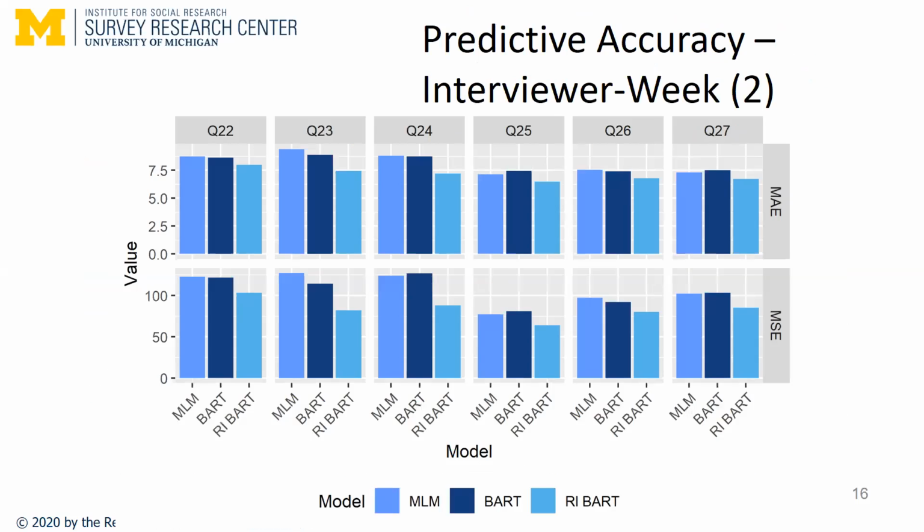We can look in detail at those 2 comparison statistics we described, the mean absolute error and the mean squared error. We defined those earlier. And what you'll see, the mean absolute error on the upper row, the mean squared error on the lower row, and each bar represents the error from the predictions for that model type. And across all of the models, the random intercept BART model got the best results, the most accurate predictions by each of these measures. I will note that in quarter 23 and quarter 24, especially, the random intercept BART model did better than the other models.